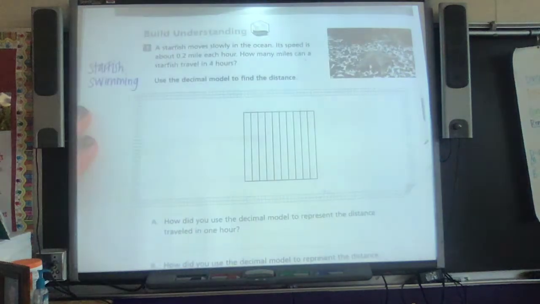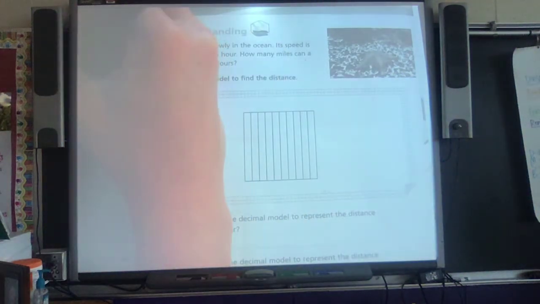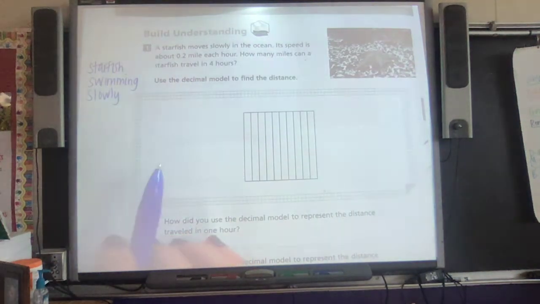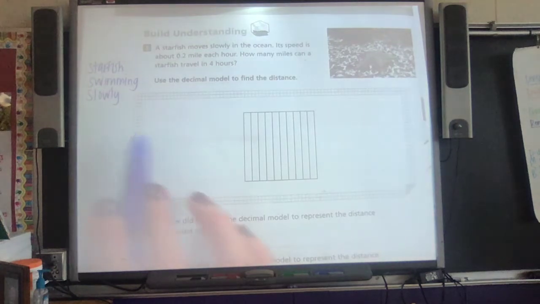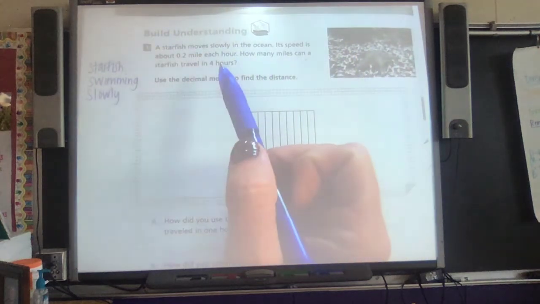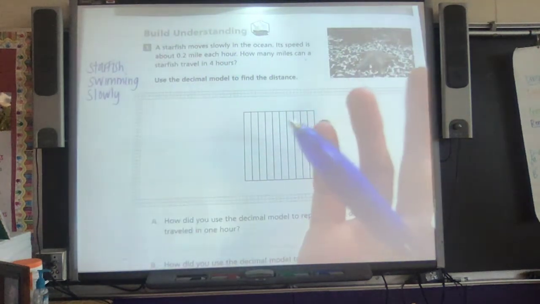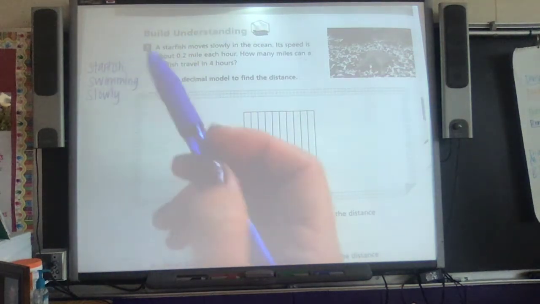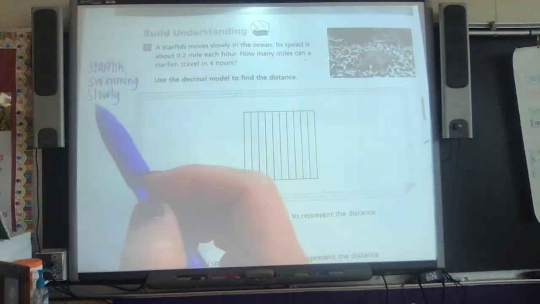And these swimming starfish move slow. I'm going to say this is my 3-word representation of this: starfish swimming slowly. That's what this problem is about. It's important for us to think, what is this about before we start working it out? Don't just grab a number, do something. Let's think about it. So this is about our starfish swimming slowly.